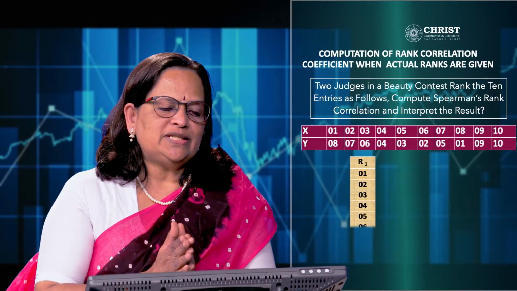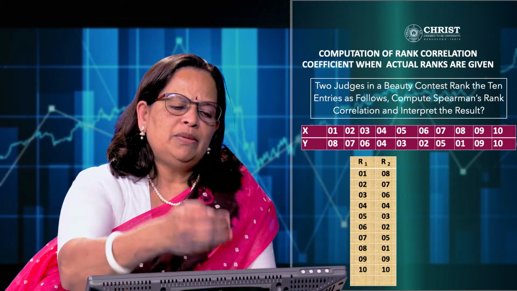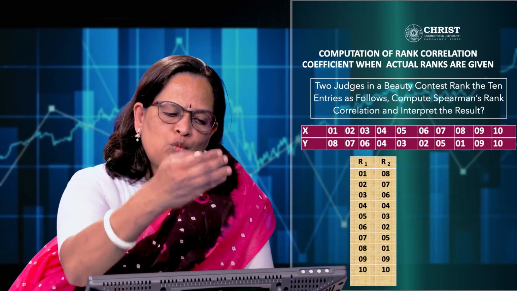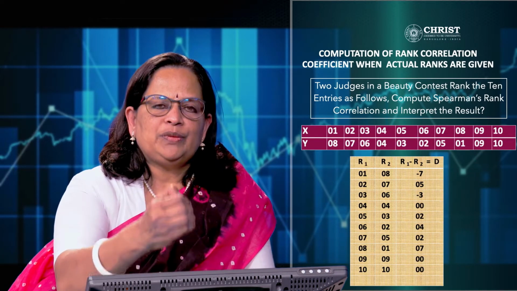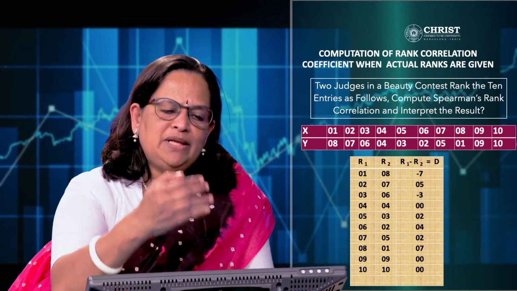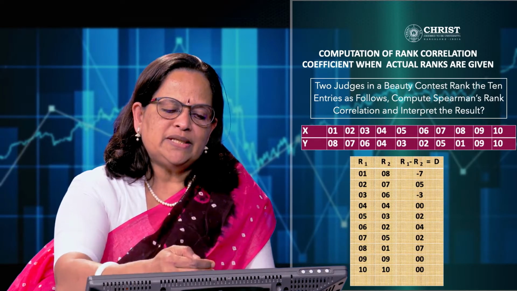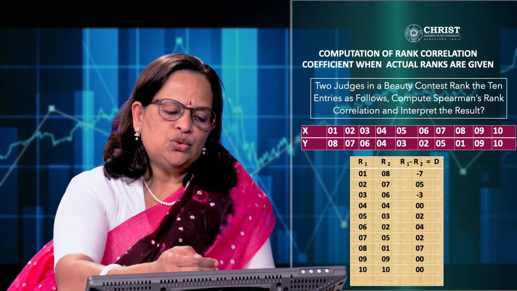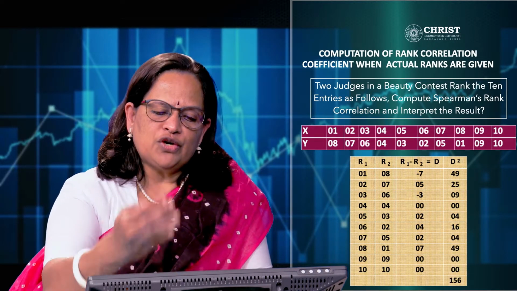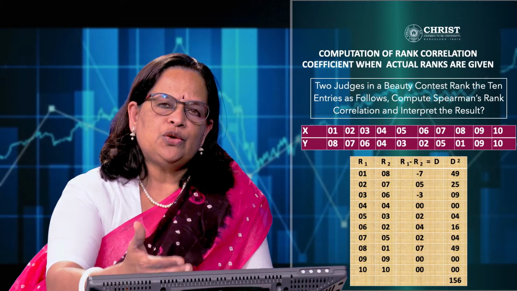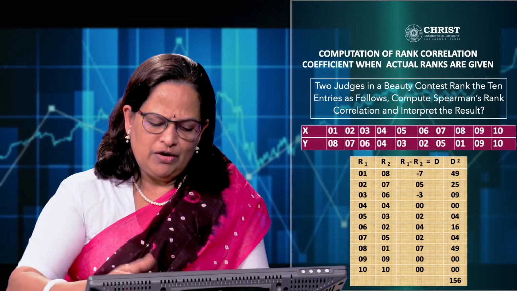Now the solution, you can see that R1 is the first rank, what is given as X series in the problem. R2 is the values given as Y series in the problem. Now d is equal to R1 minus R2. Plus sign will be there and minus sign will be there. We have to take signs into consideration. So minus 7, minus 5, minus 3, 0, 2, 4, 2, 7, 0 and 0. Now we have to calculate d square values 49, 25, 9, 0, 4, 16, 4, 49, 0 and 0. Total you are getting 156.